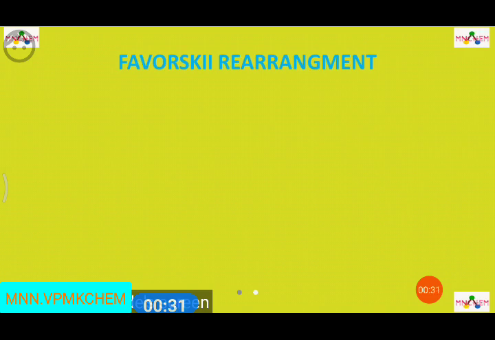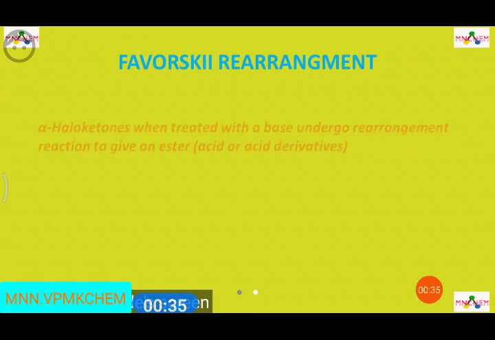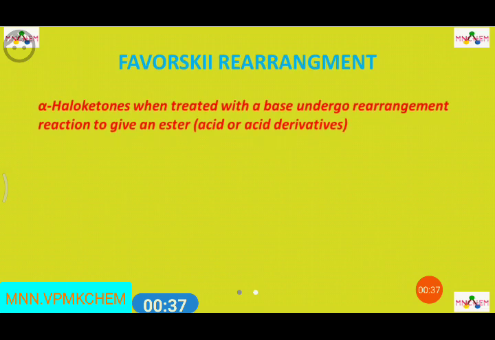This Favorskii rearrangement is defined as: when alpha haloketones are treated with a base, they undergo a rearrangement reaction to give an ester. More precisely, we can say it gives an acid or acid derivative. A general reaction can be represented in this manner.